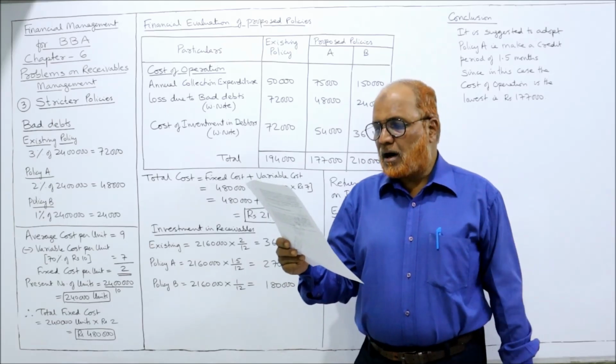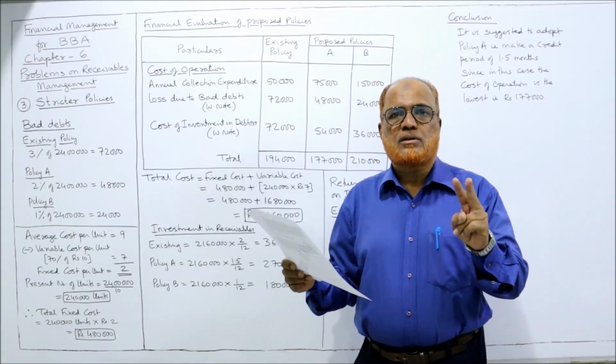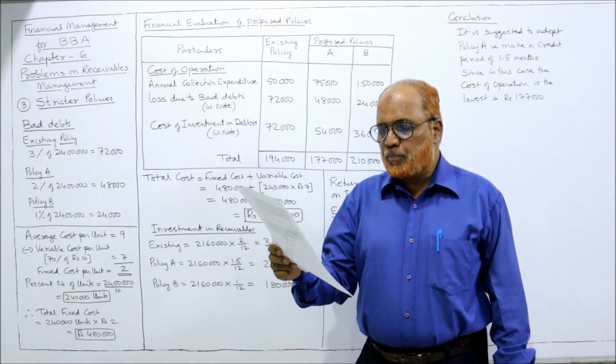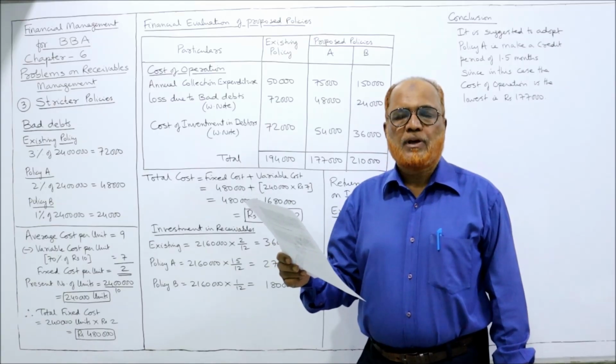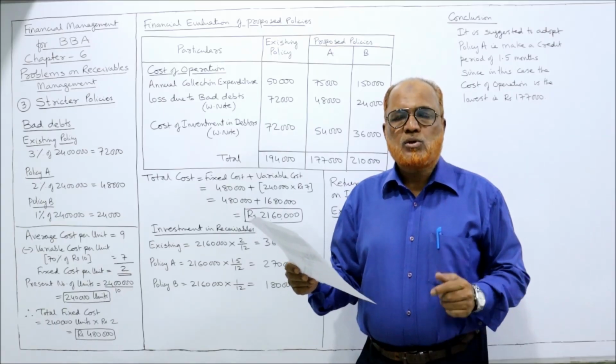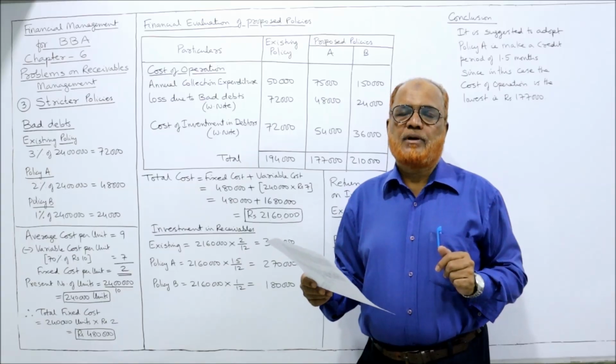Next, percentage default, which is the bad debts. Presently the bad debts are 3%. Now in A policy it will become 2%, and in B policy it will become 1%. Suggest the collection program preferable. Now we want to evaluate these two proposals, whether we should adopt proposal A or proposal B.